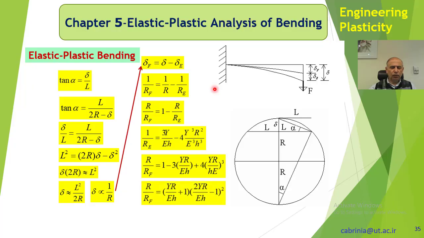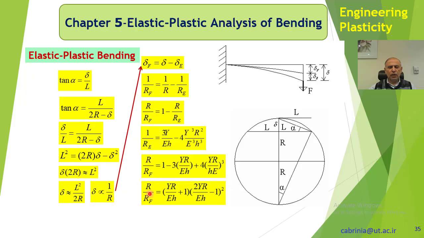and finally if we rearrange this, R over RF is equal to yR over EH plus 1, 2yR over EH minus 1 to the power of 2, and everything is known here. Also R is known, okay, because R is this radius of curvature of the final position here. So we know the final position, so we know the R, okay, and we can obtain R. And therefore RF can be found from here, okay.